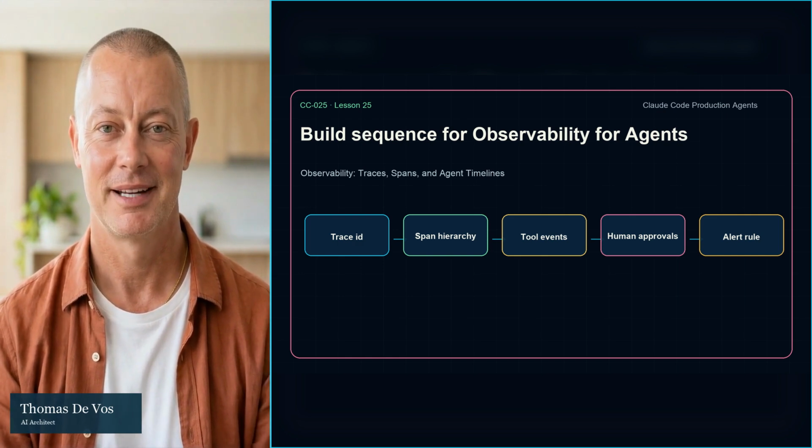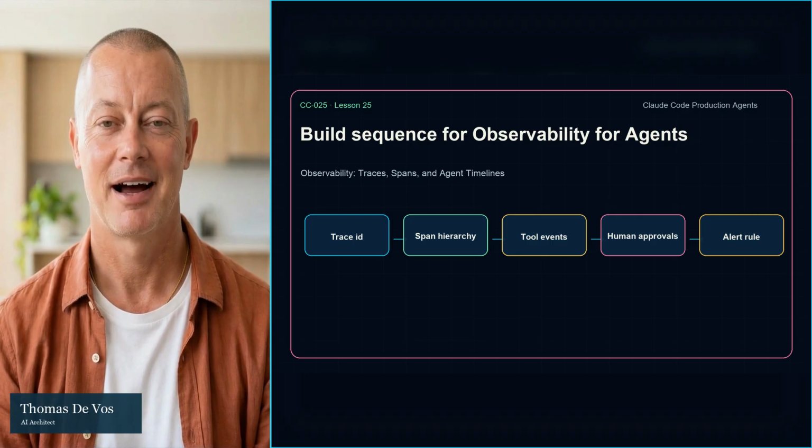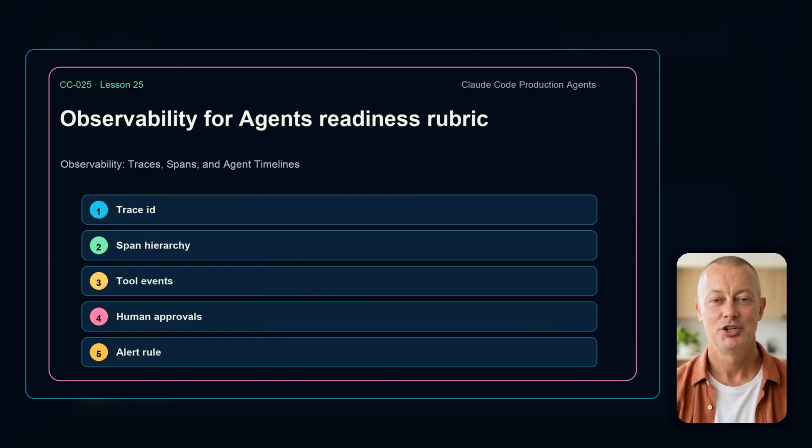Use the readiness rubric: trace ID, span hierarchy, tool events, human approvals, alert rule. If a team cannot point to each part, the release is relying on hope. Hope is not an operating model.